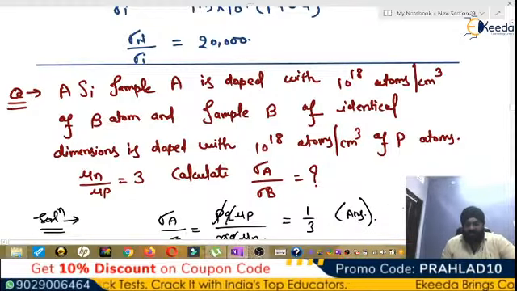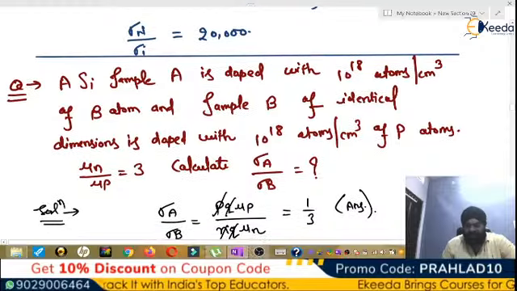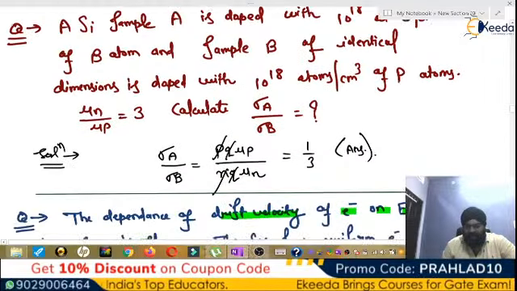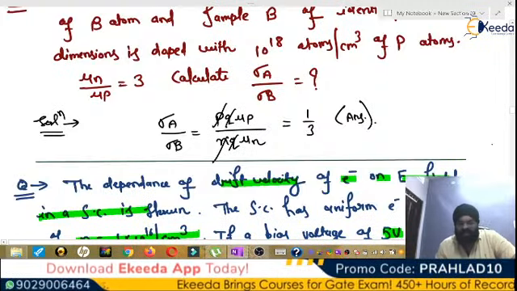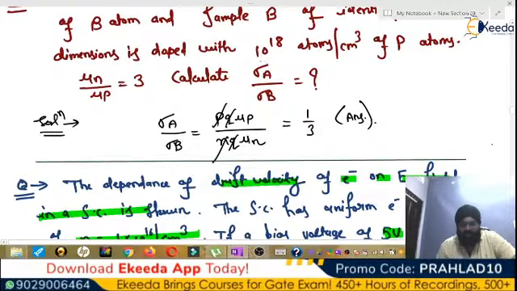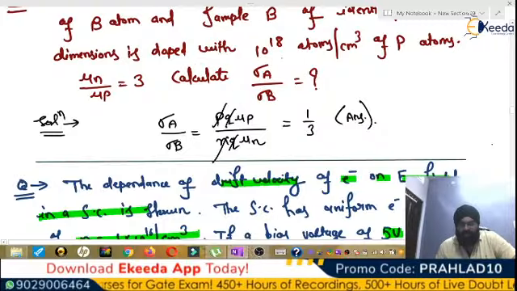Okay, so sigma A over sigma B. Sigma A is p q mu p, and sigma B is n q mu n, because the first sample is doped with boron, so conductivity is p q mu p. The second sample is doped with phosphorus, so conductivity is n q mu n. So mu p by mu n is 1 by 3.